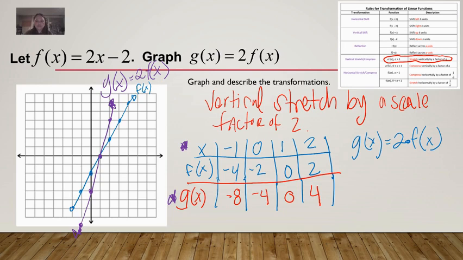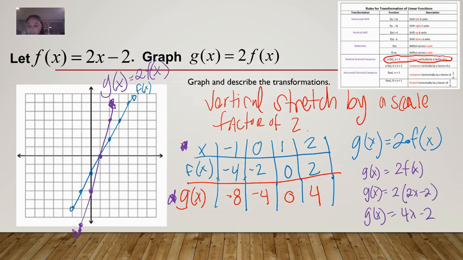All right, to solve this algebraically, I'm going to show you right here on the side. I'm going to try my best. All right, I have g of x equals 2 times f of x. So whatever f of x is, which is 2x minus 2, we'll multiply the whole thing by 2. And we're going to check to see if we did it correctly. So 2, f of x is 2x minus 2. So 2 times 2x minus 2. So g of x is equal to 4x minus 2.